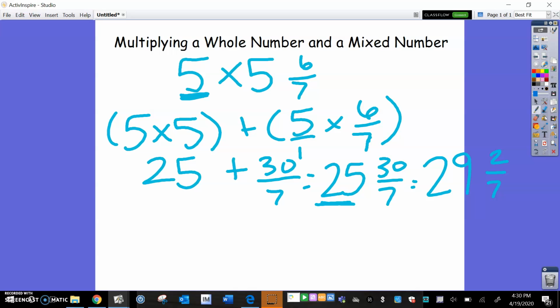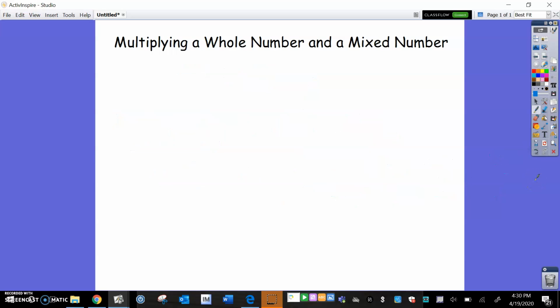Okay, so this one was a little bit more challenging because we had to skip count. We had to do a little bit more for our mixed number, but our process is the same. All we do is we're splitting up and we're multiplying. I'm going to give you one problem here. 6 times 3 and 2/8. Go ahead and pause this video and solve this problem on a separate sheet of paper.